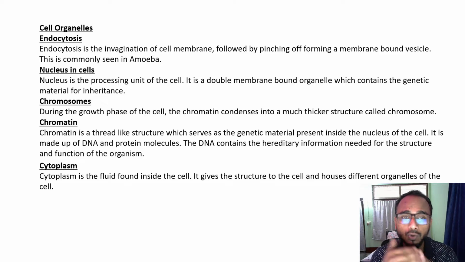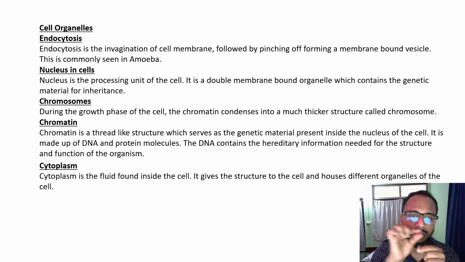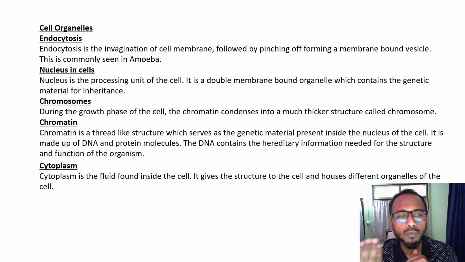Now during the growth phase, as the cell grows, the chromatin condenses into a much thicker structure called a chromosome. What is a chromosome? Initially the chromatin is just a thread-like structure. When the cell is small, it behaves as a genetic material made up of DNA and protein molecules. Slowly, when the cell grows, the chromatin condenses and becomes a thicker structure. Initially it was a thin thread-like thing, and then it becomes thicker and is named a chromosome.